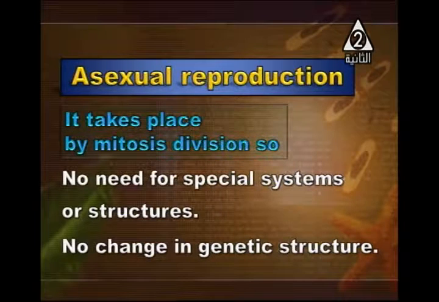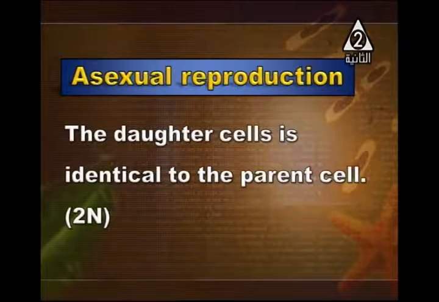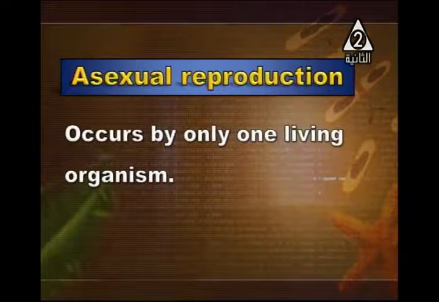so there is no change in the genetic structure, as the produced cell is a full copy with complete details as in the parent cell. The daughter cells are identical, a full copy or similar to the parent cell. Each has 2N. Asexual reproduction occurs by only one living organism, so it needs only one cell.